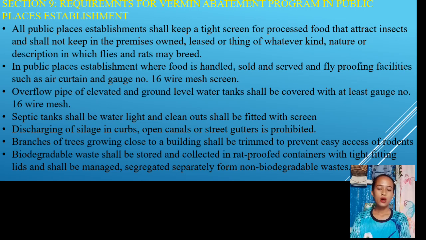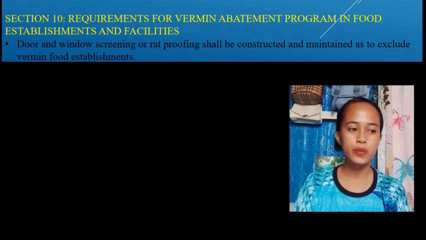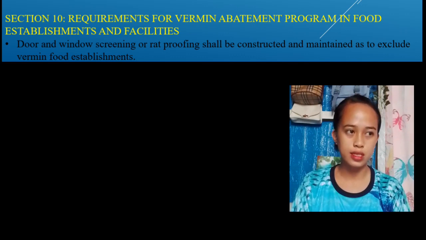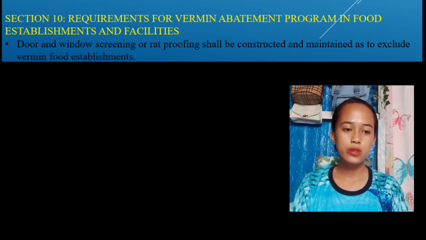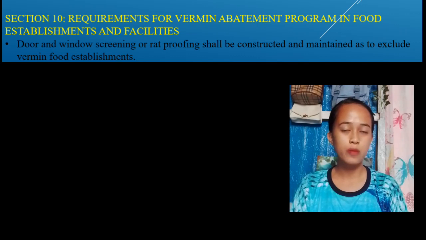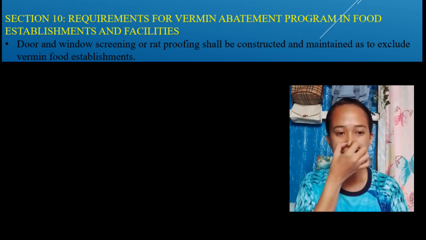So ito, common naman din to sa atin. Kailangan na natin i-separate yung biodegradable waste and non-biodegradable waste. So next section is Section 10, requirements for vermin abatement program in food establishment and facilities. Ito naman is yung mga sa food establishment. So, door and window screening or rat proofing shall be constructed and maintained so as to exclude vermin from food establishment. So, as usual, kailangan natin ng mga screen, para ma-avoid yung pagpasok ng mga rats, especially sa mga food establishment.